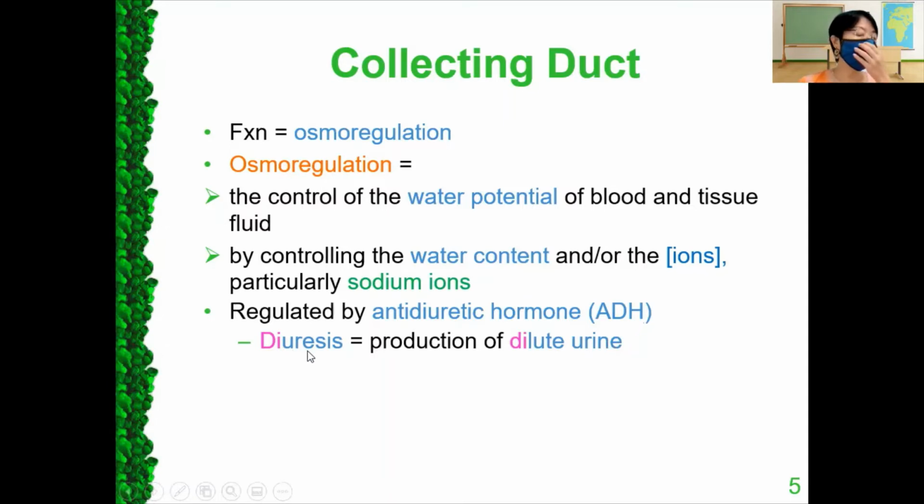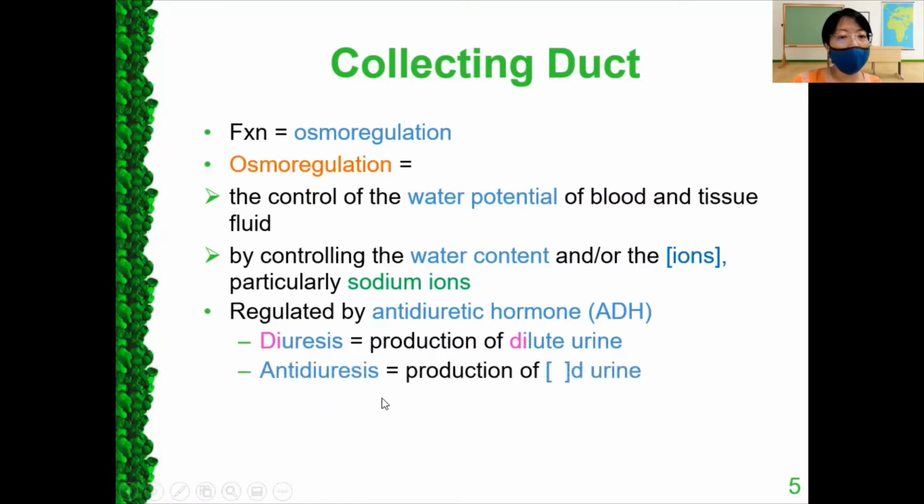So when our body secretes antidiuretic hormone, what kind of urine are we trying to produce? Anti means opposite of. If it's opposite of dilute urine, meaning concentrated urine, right? So when we secrete antidiuretic hormone, antidiuresis means we want to produce a concentrated urine. Therefore, ADH causes the production of concentrated urine.